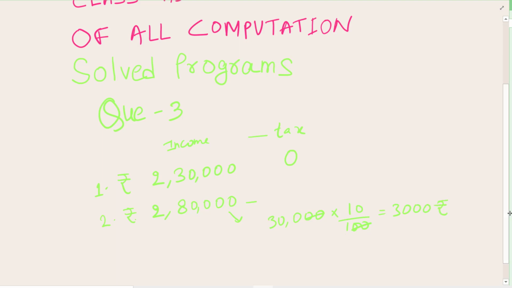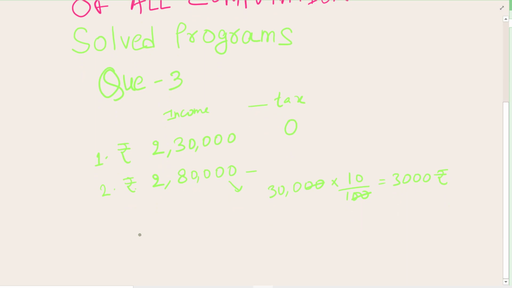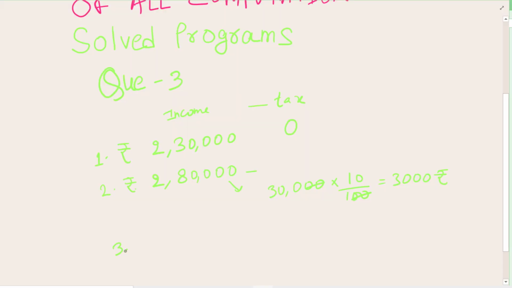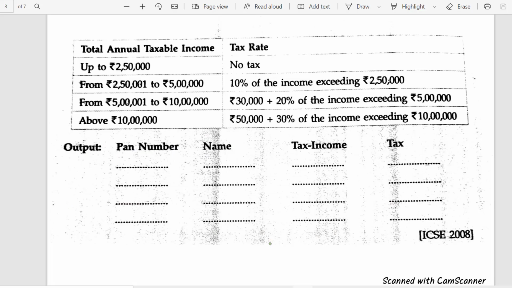Now let's try case number 3. Case number 3 is when your income is above 5 lakhs. Say your income is 6 lakh annually. If your income is 6 lakh annually, then what are they going to do? You have to pay 30,000 tax plus 20% of the income exceeding 5 lakh.